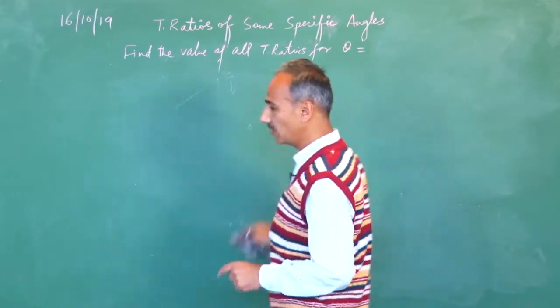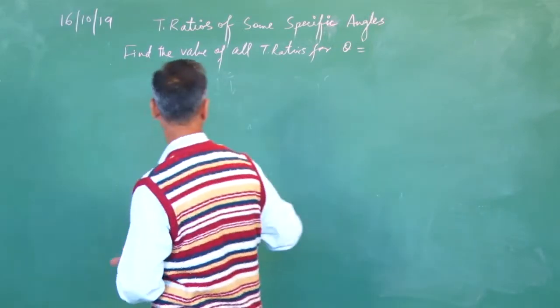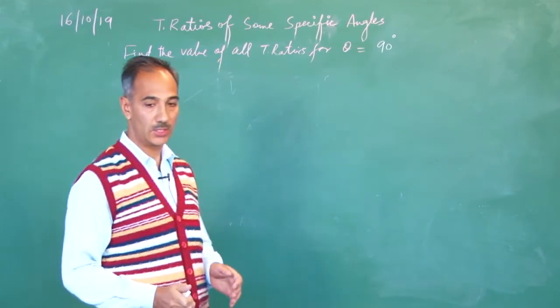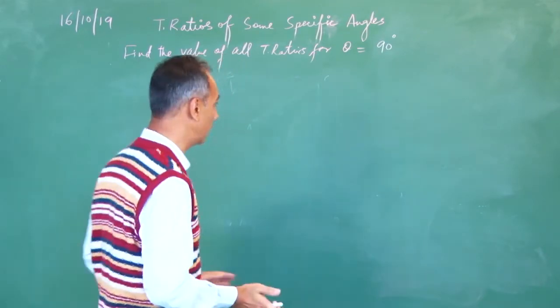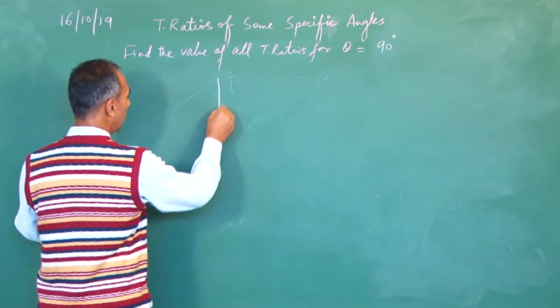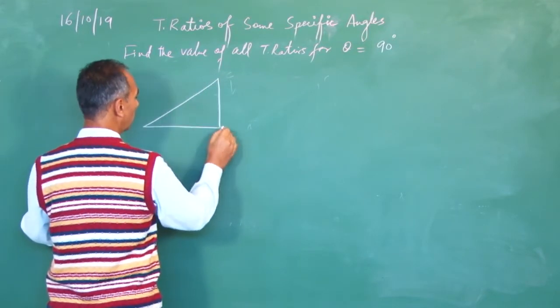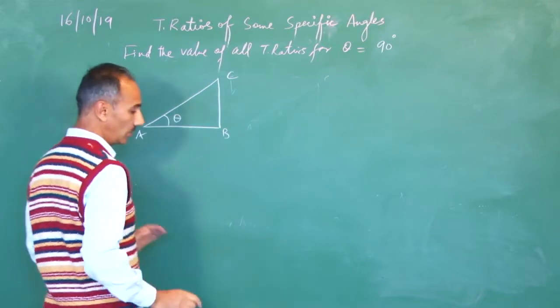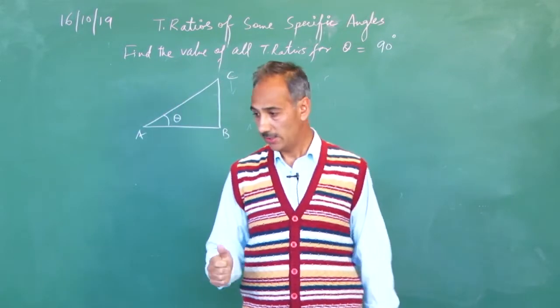So as theta approaches 90, that means theta is increasing. Theta is going to 90. So how will the diagram look? The diagram will be like this. The same figure you had, A, B, C. This is theta. Now theta has to increase.